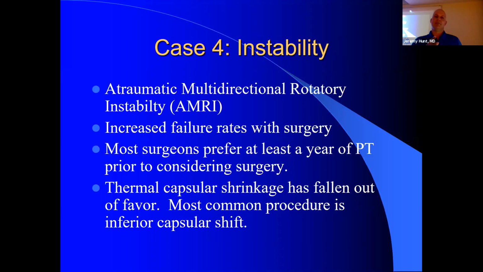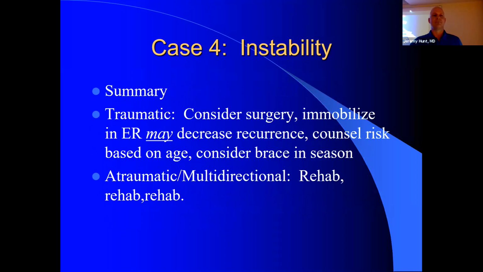So the other group is the case we have, which is the multidirectional instability. They have increased failure rates with surgery. Most surgeons prefer at least a year of physical therapy prior to considering anything operative. Thermal capsular shrinkage was something that was in play years ago. Really don't do that much anymore. So the most common procedure now is just an inferior capsular shift if they ever get to surgery, but I would tell you most surgeons really drag their feet before considering that at all.